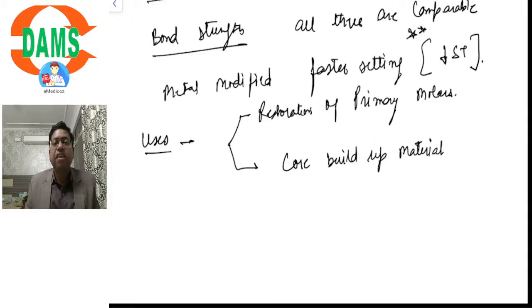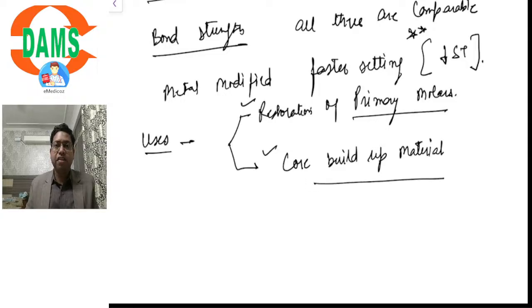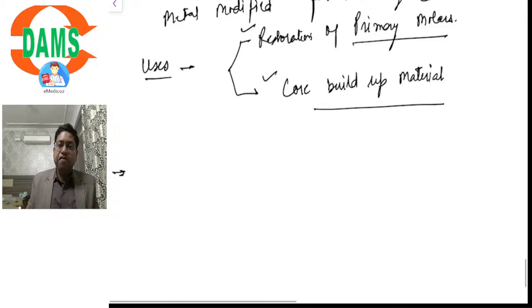But you should understand that there is no significant enhancement in the mechanical properties due to incorporation of these metals into the GIC. So although they are metal modified GIC, the only advantage that we derive is that they are somewhat faster setting and they have the capability of bonding to the tooth structure, so suitable in these two clinical situations: restoration of primary molars and as a core buildup material. Then another form of GIC is a resin modified GIC.